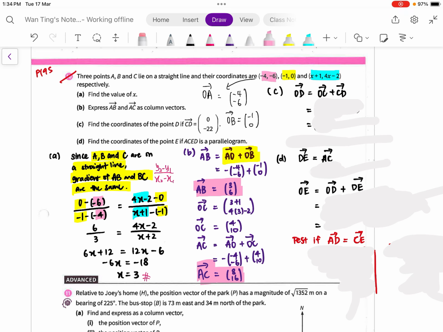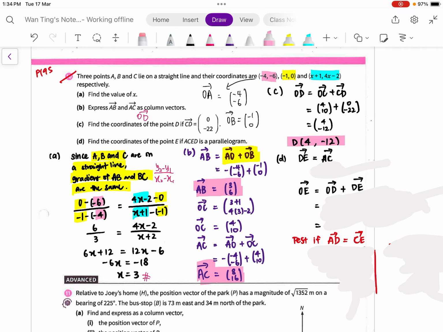Part C. Find the coordinates of point D if the CD vector is equal to (0, -22). So what is OD? We need to find OD, the coordinate of D. OD is OC plus CD, so I put in. And with that, I can write down the coordinate of D as D(4, -12).